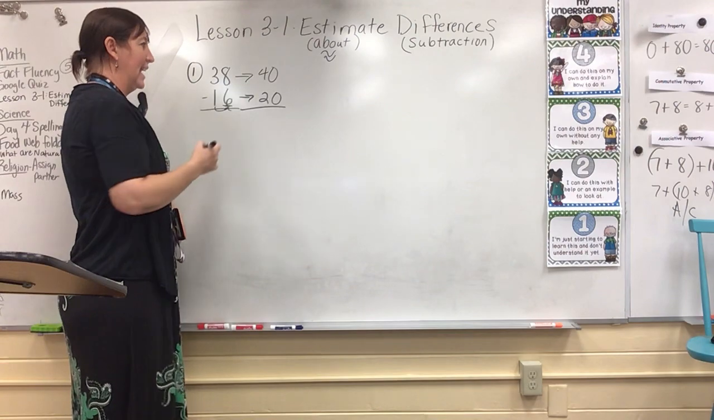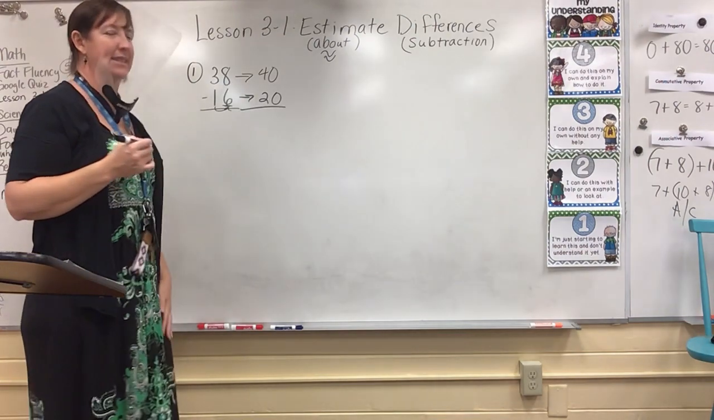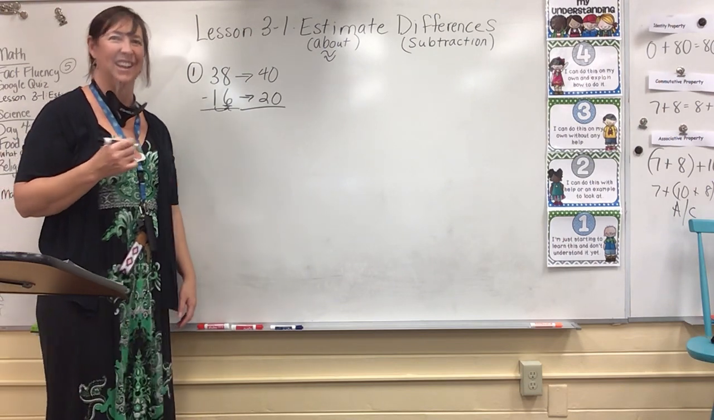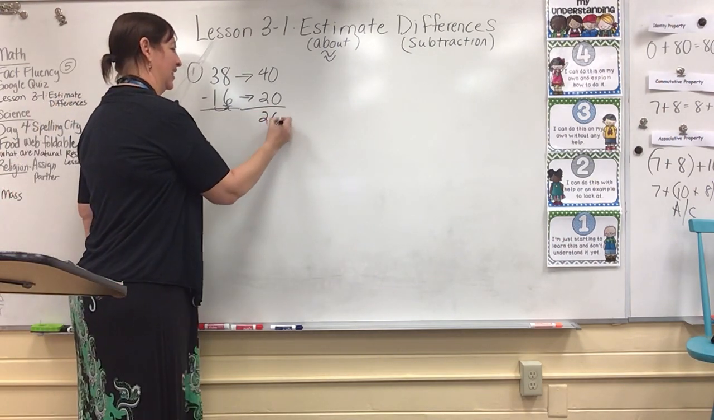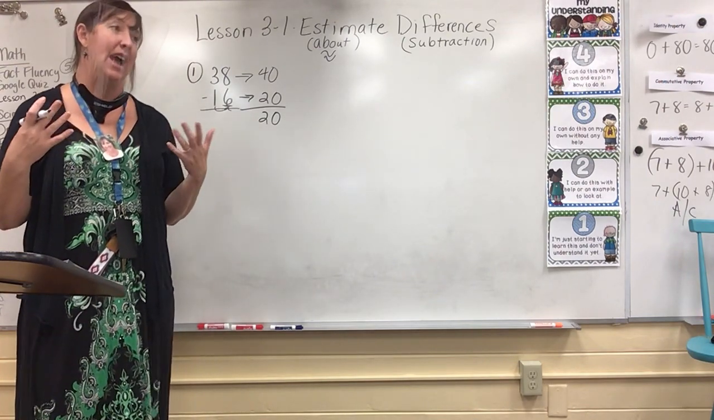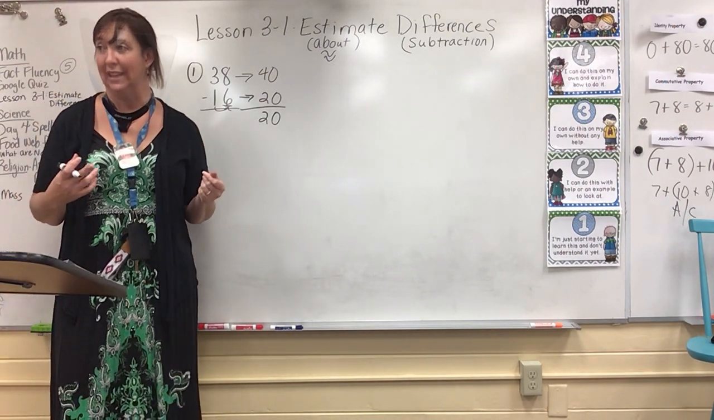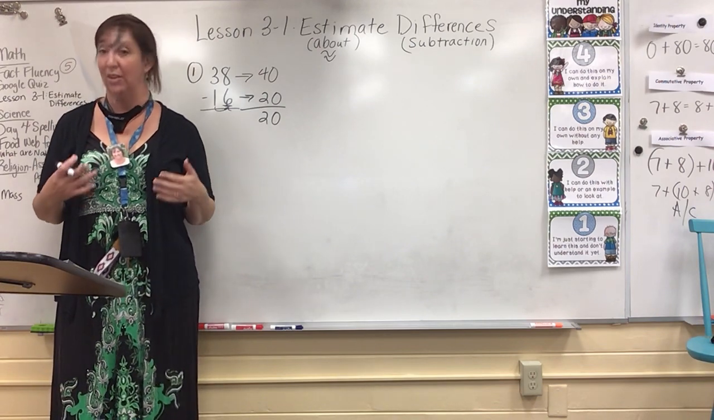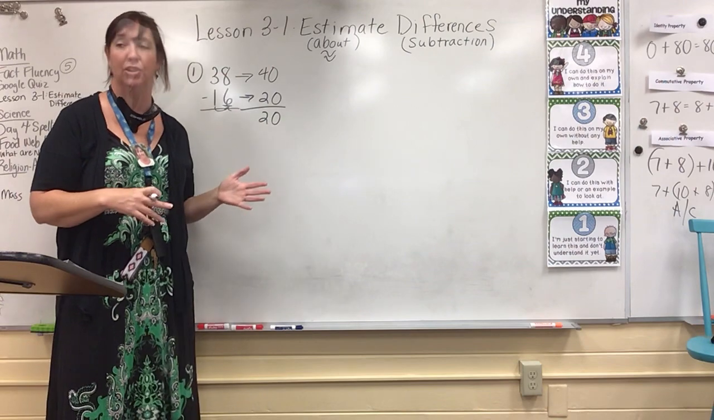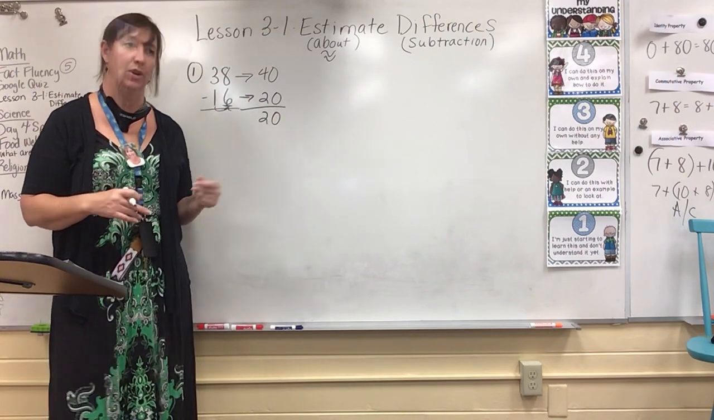So what is my answer if I have 40 minus 16? Or I'm sorry, 40 minus 20. Audrey? 20. It is 20. So the idea of doing estimation is that you can do your math quickly. So that's why we estimate. In a real world example, you would estimate because you don't want to take the time to do the exact answer and you want to do it quickly.